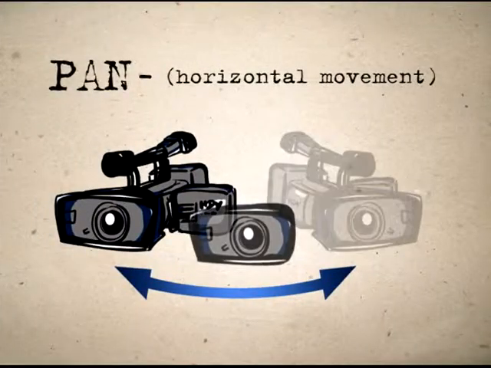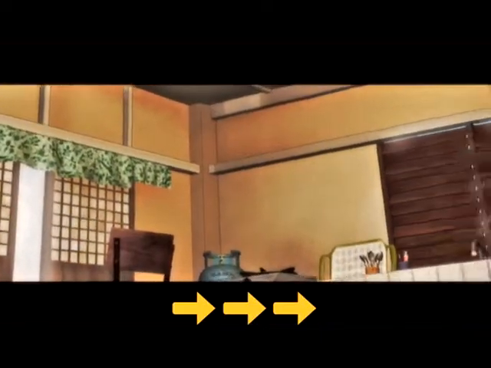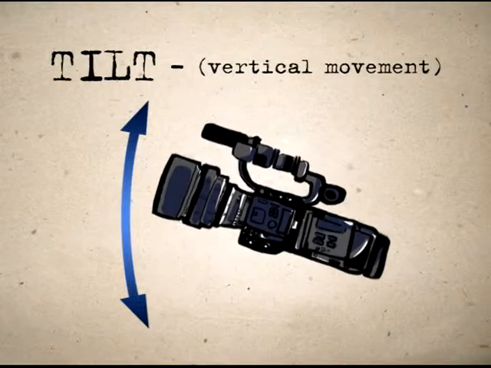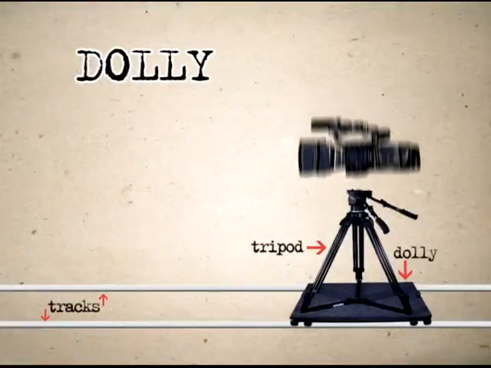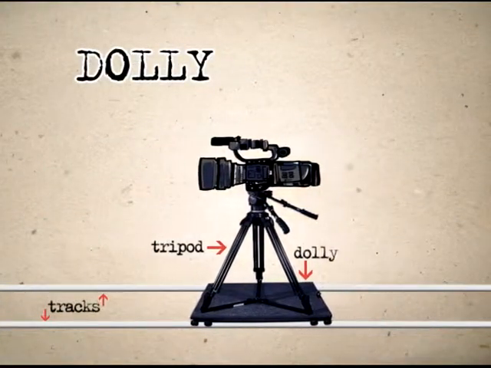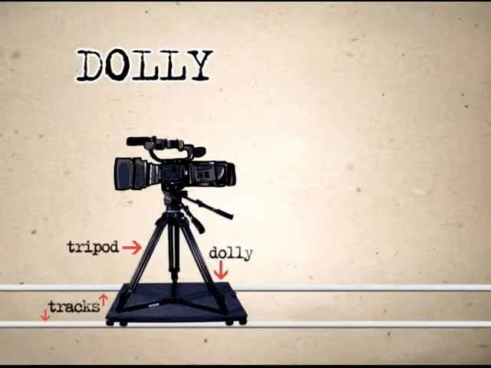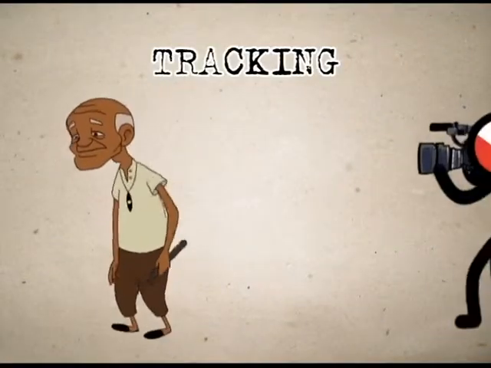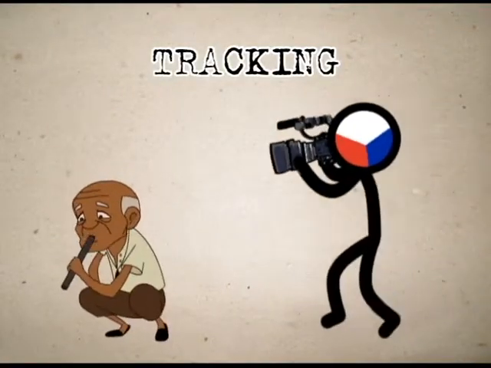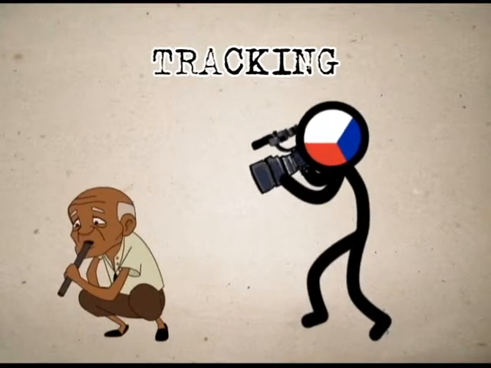Pan. The camera moves horizontally from one side to another to show the setting or to follow a moving subject. Tilt. Similar to the pan, but moves vertically, up or down. Dolly. The camera is on a track, moving towards or away from the stationary subject. You can combine the dolly with a pan or a tilt. Tracking. The camera is either handheld or on a track, following a moving subject.